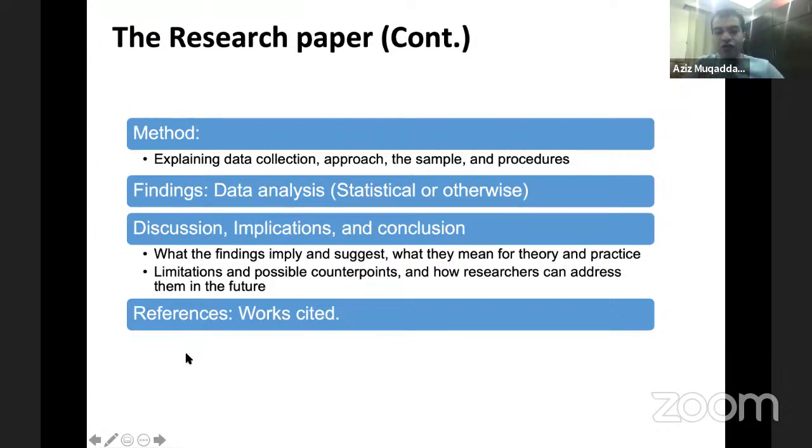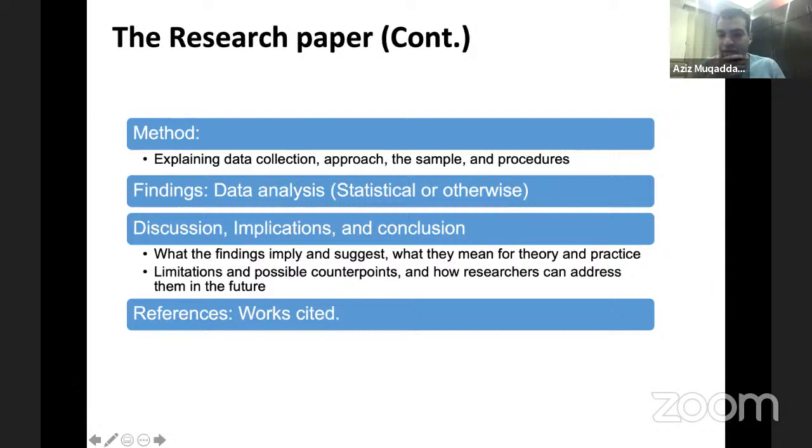Then the method, you explain basically the procedures, so how you went about collecting the data, how they went about sampling, how many participants, if they had actual participants, or how they collected data from online sources, or how they collected data from scanners, as we've seen before. So the details of the method have to be outlined in the paper.